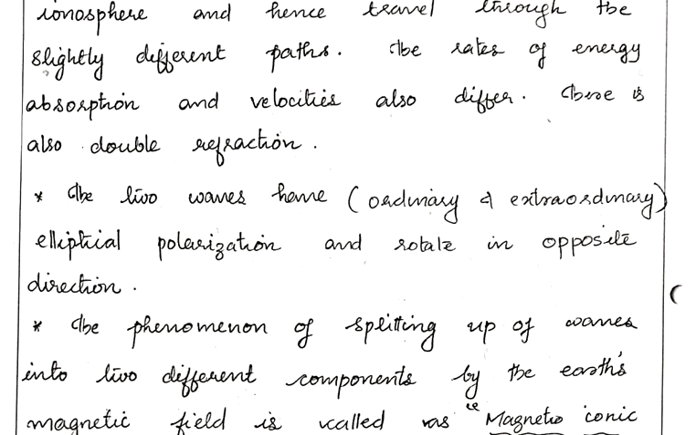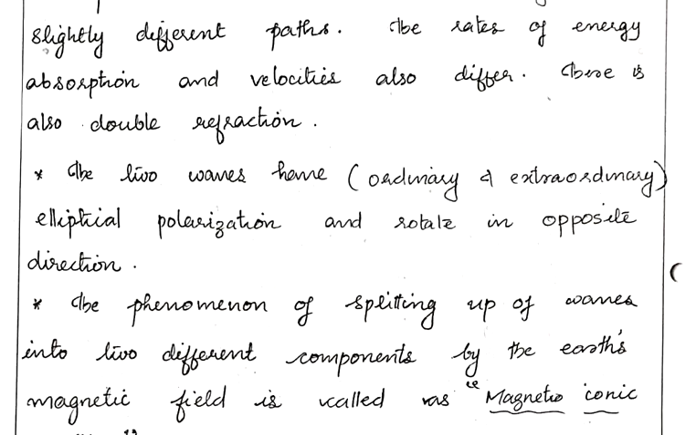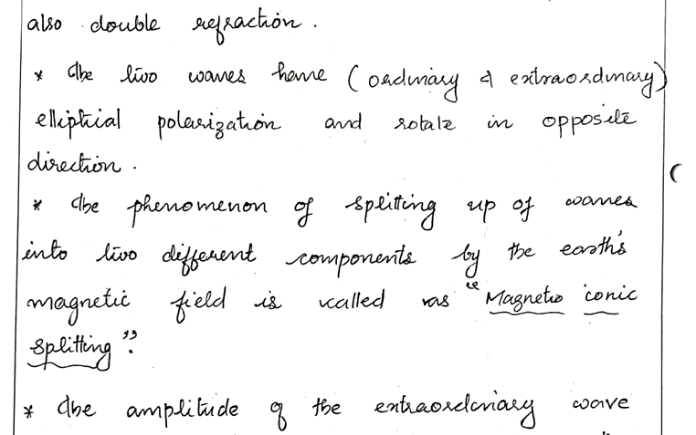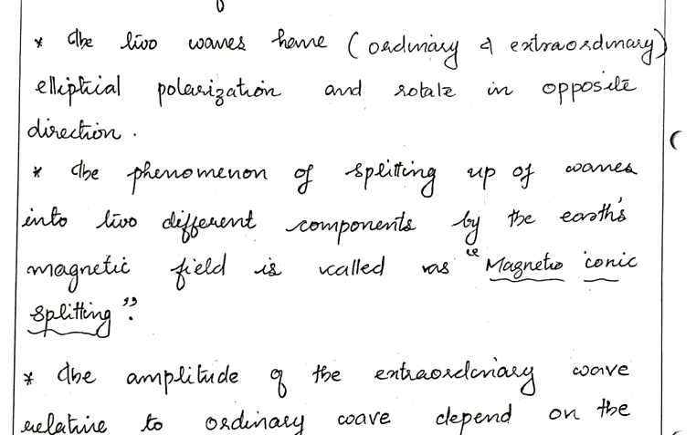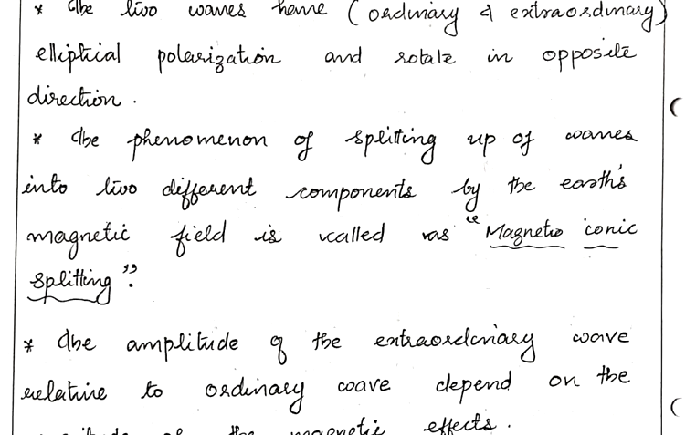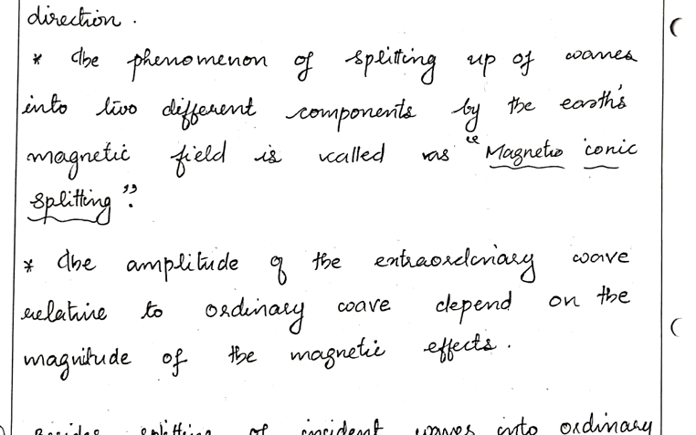Extraordinary waves and ordinary waves bend in different ways, pass through the ionosphere, and hence travel through different paths. The rate of energy absorption and the velocities also differ. So there is a double refraction. The two waves, ordinary and extraordinary, have elliptical polarization and rotate in opposite directions. This phenomenon of splitting of incident waves into two different components by the Earth's magnetic field is called magneto-ionic splitting. The amplitude of the extraordinary wave relative to the ordinary wave depends on the magnitude of the magnetic effect. Okay, this is the first point: splitting of incident waves into ordinary waves and extraordinary waves.